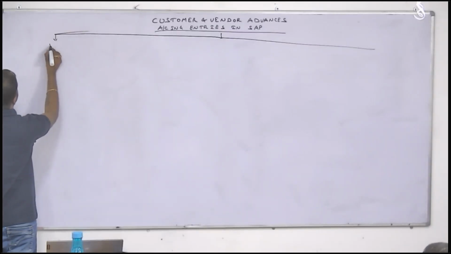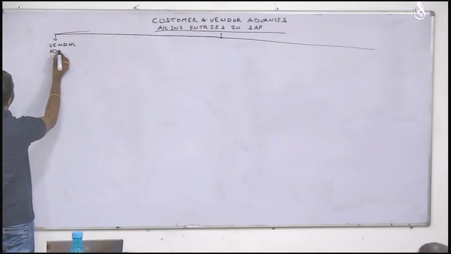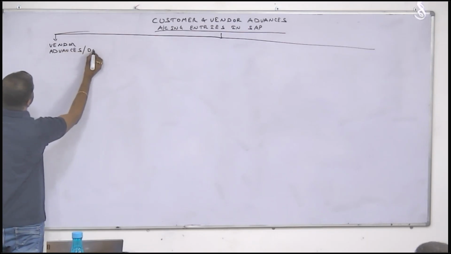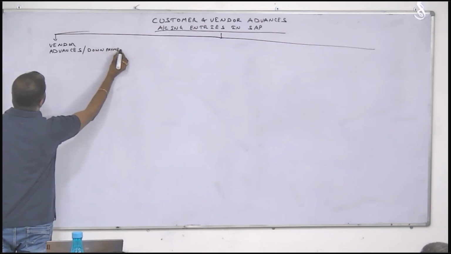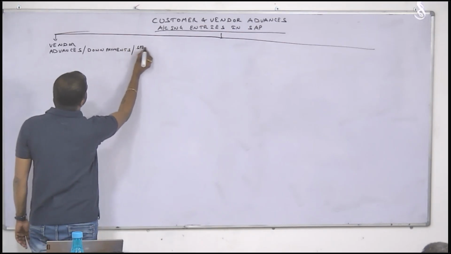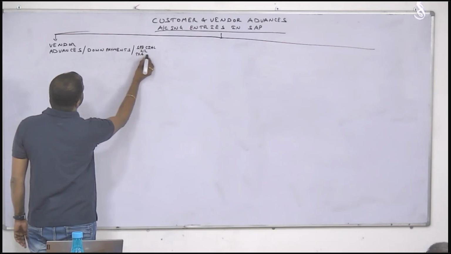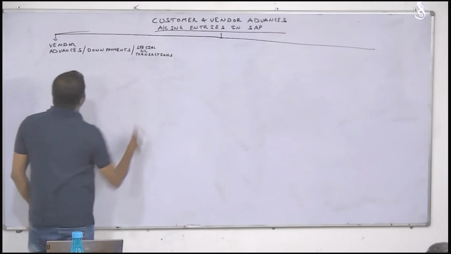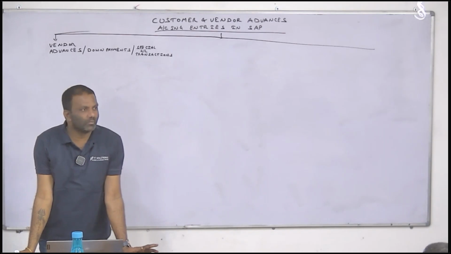One is vendor advances. This vendor advance you can also call down payments. In SAP, we call this a special GL transaction. What is that? Special GL transaction. So from now onwards, if anyone asks about advances or down payments or special GL transactions, the three are the same. You people should remember.